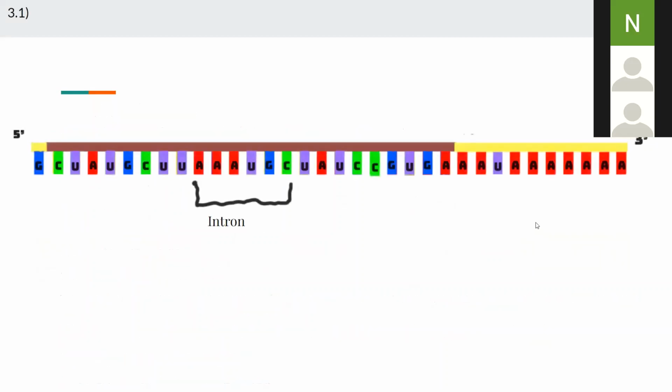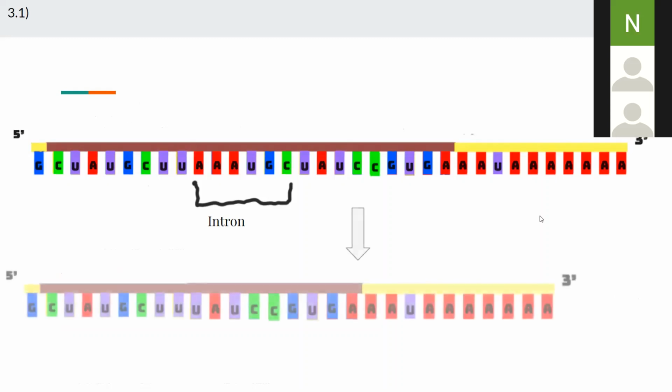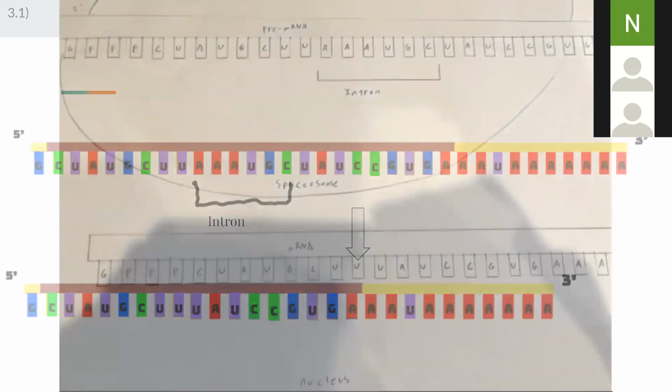And as we can see here, the spliceosomes recognize the intron sequence AAAUGC, and as such, they excise it from the sequence, and then they stitch the exons together to make our mRNA to be sent off to the ribosomes.